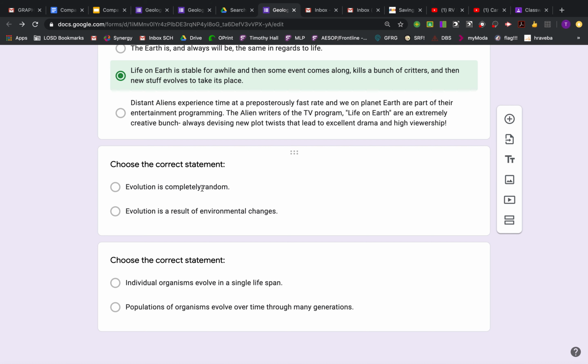Well, there's a little bit of randomness in evolution, but it doesn't just happen. You don't just get critters that are randomly evolved. They are evolved to meet the environmental challenges or changes that nature throws at them. And then lastly, choose the correct statement. Individual organisms evolve in a single lifespan. No, it takes longer than a single lifespan. And generally, the evolution is being done at the population level rather than at the individual level.